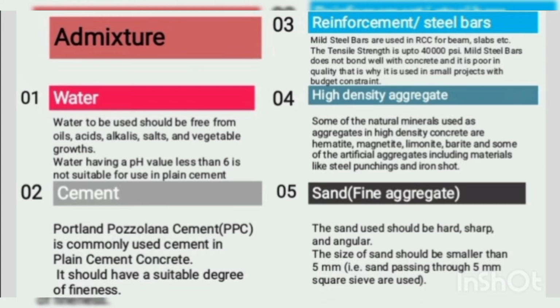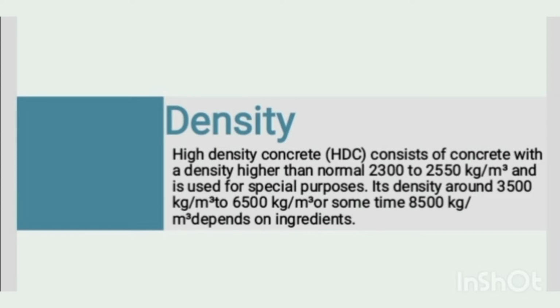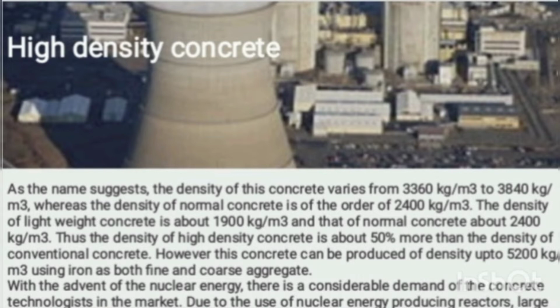Like simple concrete, density is around 2400 to 2500 kg per meter cube, but high density concrete has a density of 3000 to 6000 kg per meter cube.